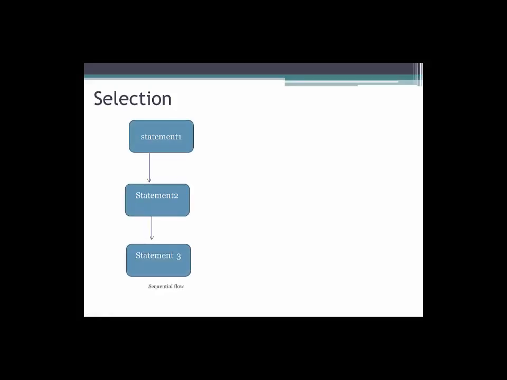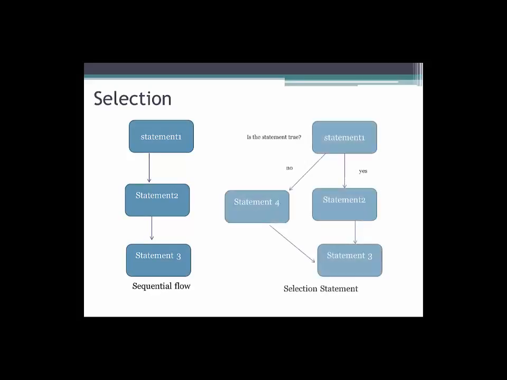Next thing I want to talk about is selection. Selection specifies the order of statement execution in a C program. A C program is linear, one statement after another in sequence. But selection allows us to decide whether or not to execute a particular statement.